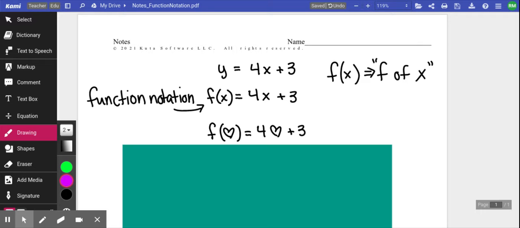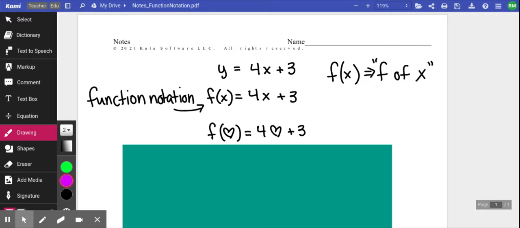So looking at this one, now how has it changed? There's a heart instead of the x. Doesn't make much of a difference. So could we say whatever's inside these parentheses here is what the variable gets replaced by? So here we use x, so that's what's going to be for the variable spot. Here we used heart, so now we're going to use heart for the variable.